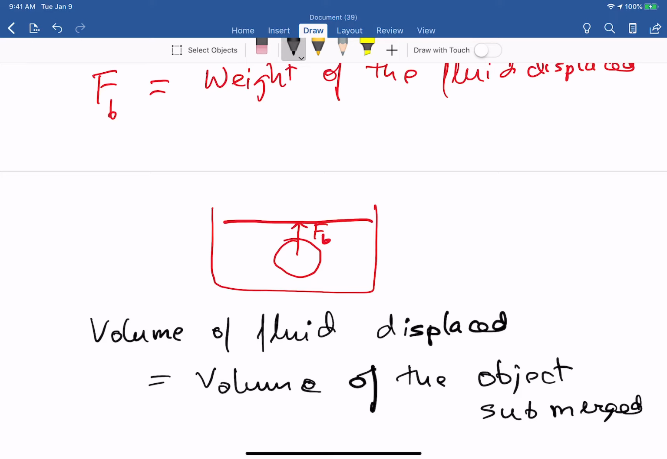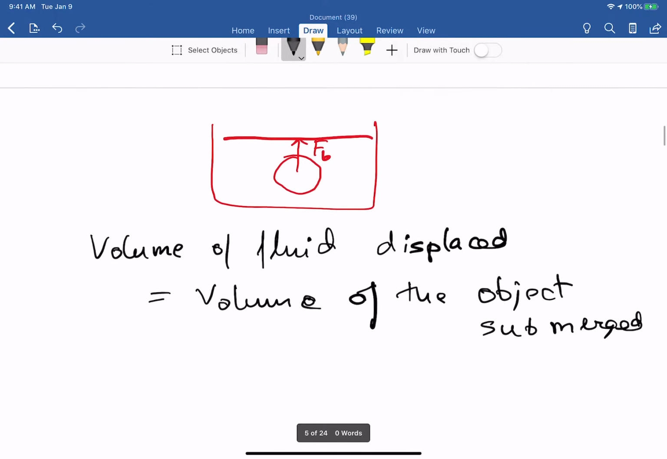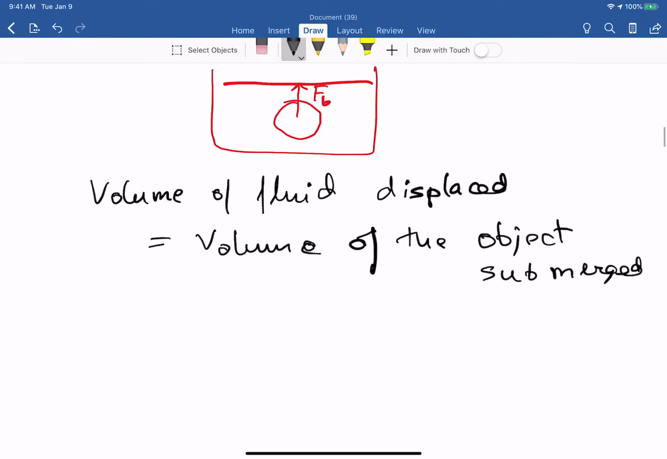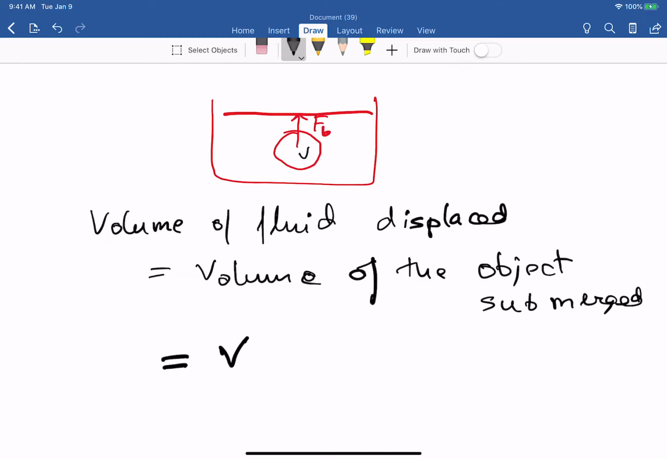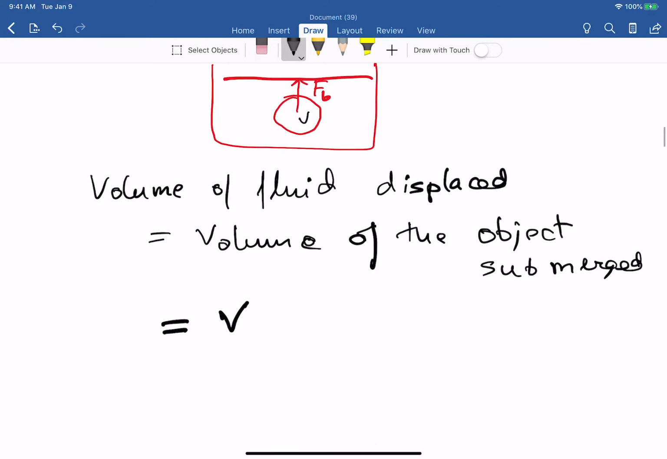So in this particular example, the entire volume of the object is submerged. And so if the volume of the object is V, then the volume of the fluid displaced is just the volume of the object V, right? Now, what is the weight of V cubic centimeters or cubic meters of water? To find that, you would just use the density of water.